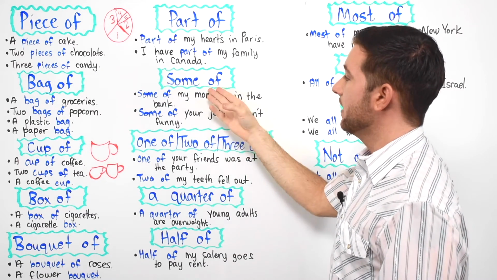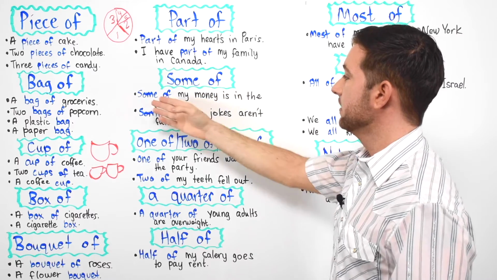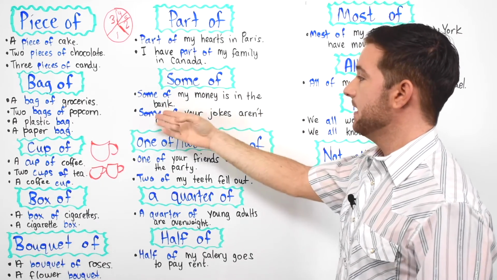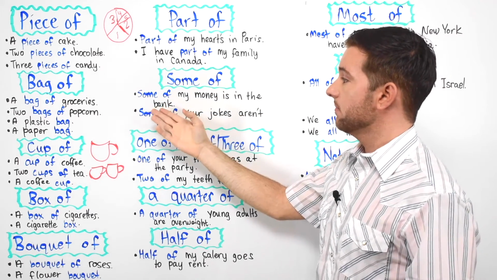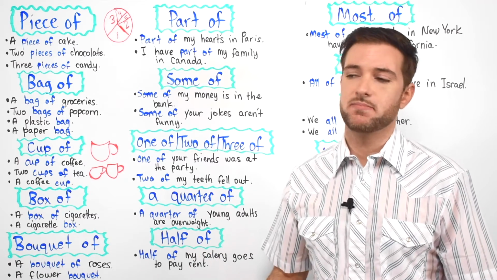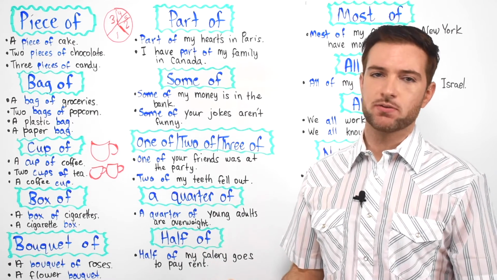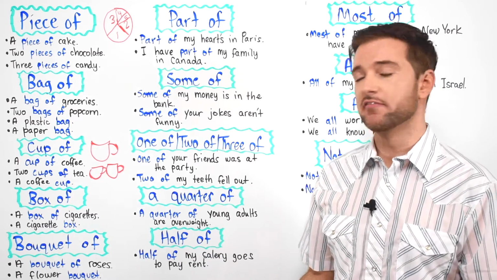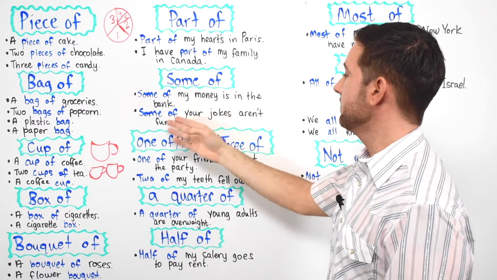We have some of, right? Some of my money is in the bank. Again, we're talking about not all of it, just some of it. Maybe 30% or 40% of it, okay? Some of my money is in the bank.